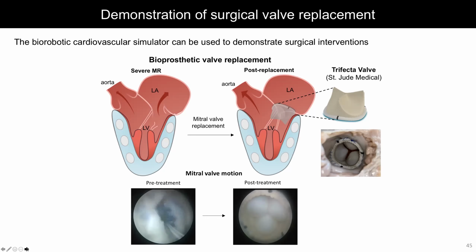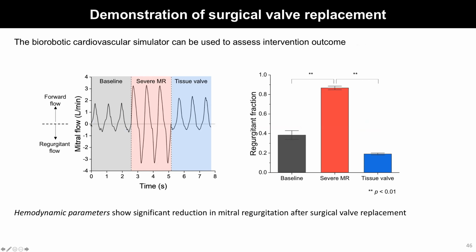You can quantify this as well with the various sensors. So you can see at baseline, this is a mitral flow with severe mitral regurgitation, and then with the tissue valve in place, you can basically quantify the regurgitant fraction with this repair methodology. We also quantified interventional tools. We looked at a MitraClip procedure. And we did a surgical repair, so we can really look at various mitral valve interventions.